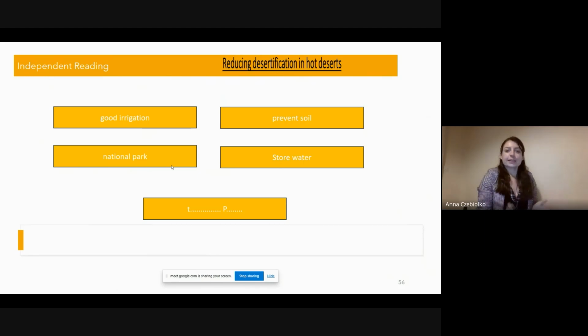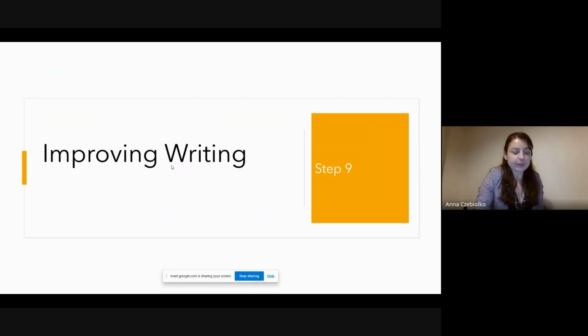And after all of that, we can have a game again. So your learner has prepared that summary, has read the text, so you can provide again and ask, so what is missing, for example. Now we are going to focus on writing, step 9.